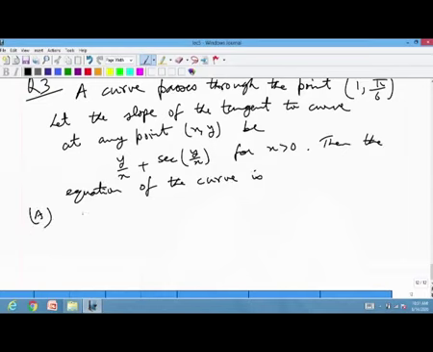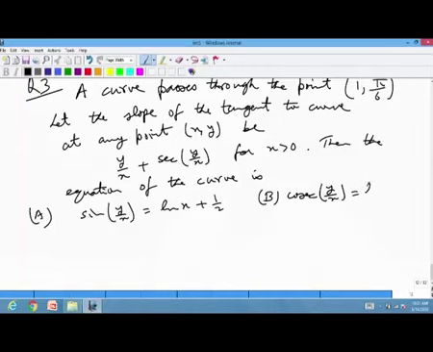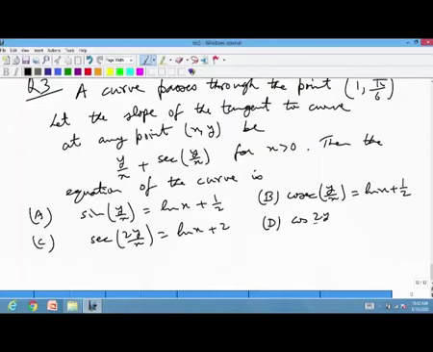we are given 4 options. A is sine of y by x equal to natural log of x plus half. B is cosec y by x equal to log x plus half. C is secant of 2y by x equal to log x plus 2, and D is cos 2y by x equal to log x plus half.